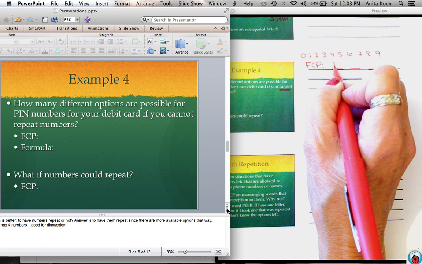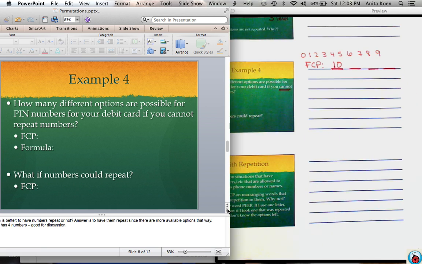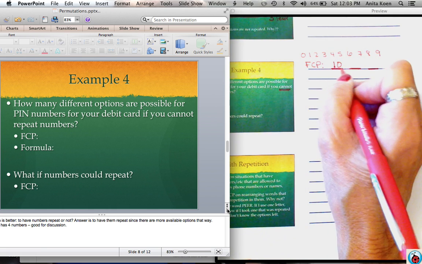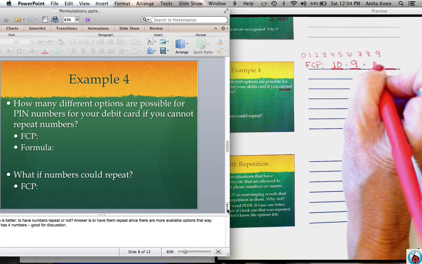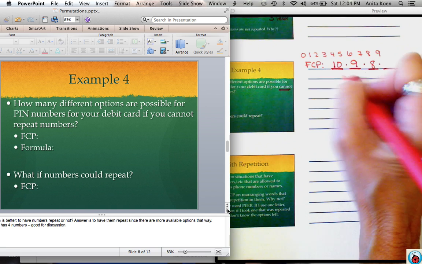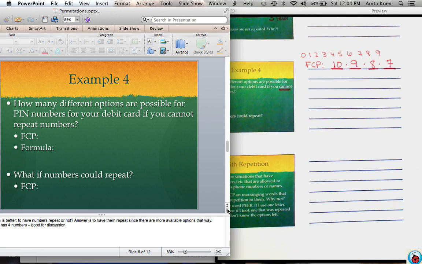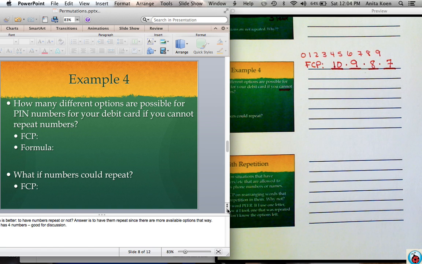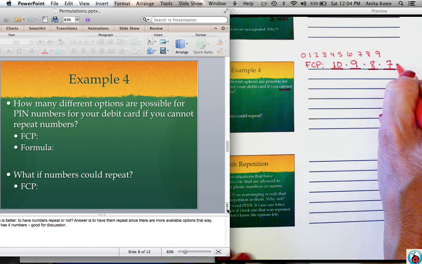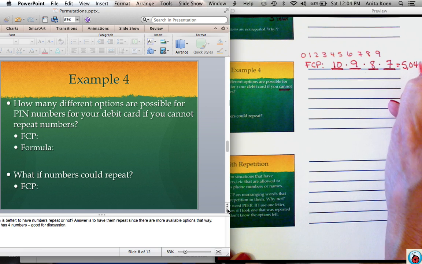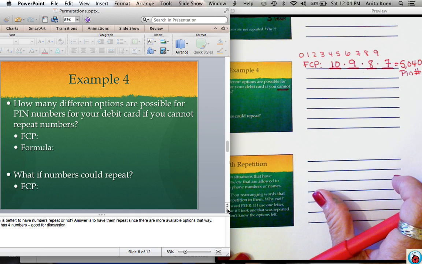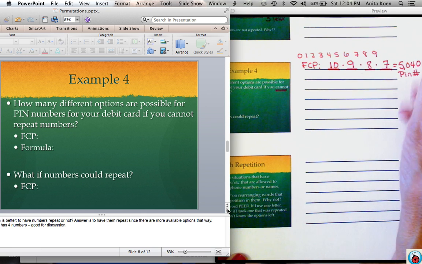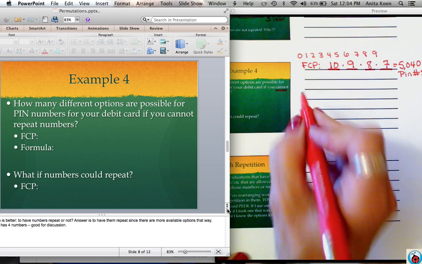So in the first space, I can put 10 digits. Once I've picked one of those, then I can only put 9 in the second space. Once I've picked 2, I can only put 8 in the third. And once I've picked 3, I can only put 7 in the fourth. So I'm going to do 10 times 9 times 8 times 7, and that's going to give me 5,040 PIN numbers. That's with the fundamental counting principle.